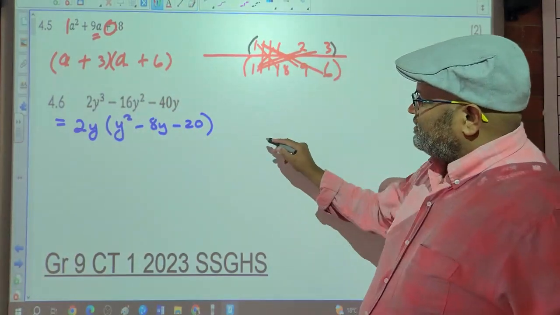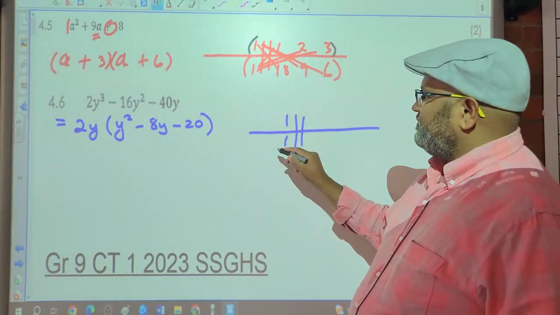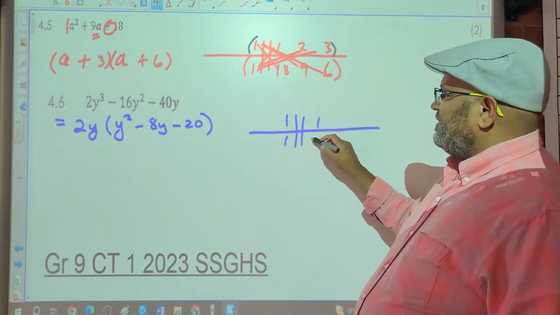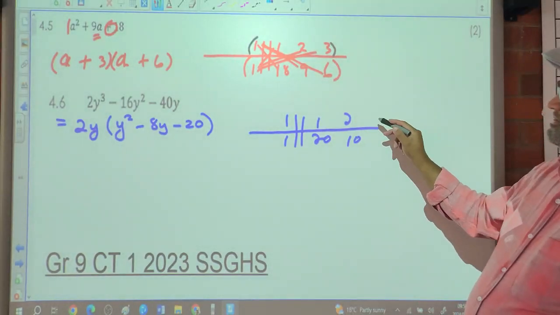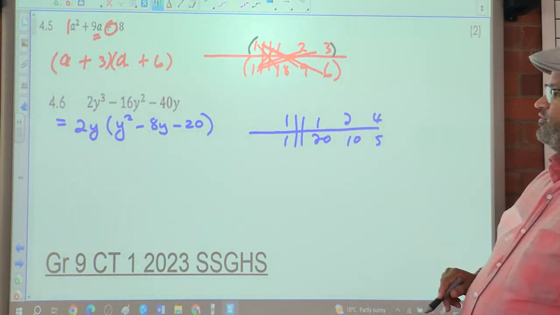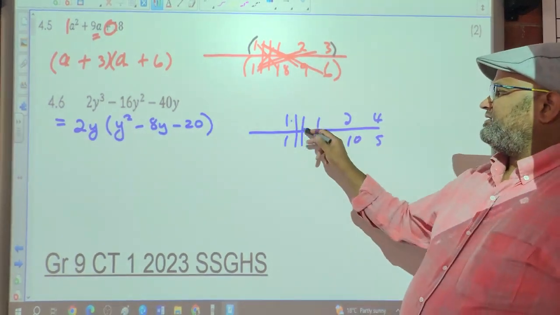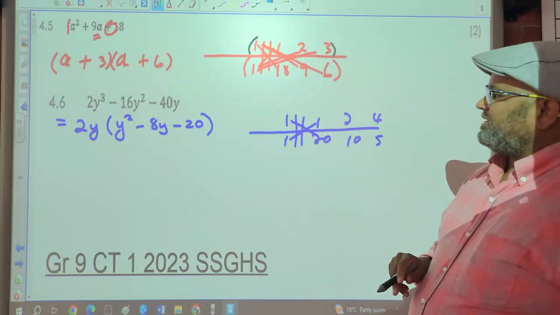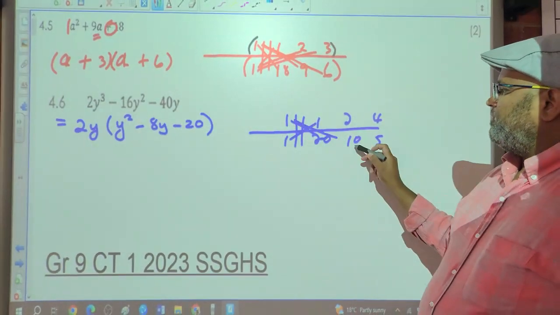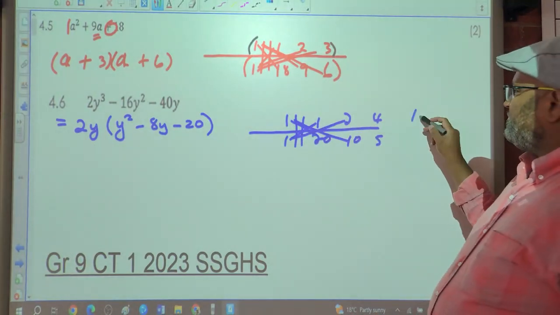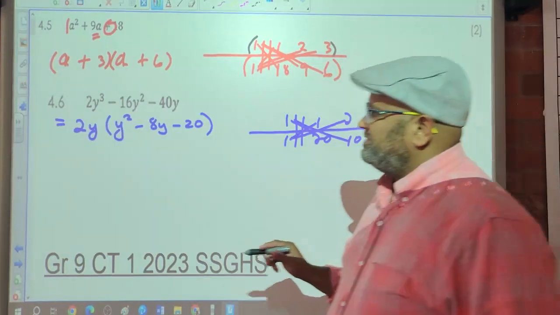Okay? So on the line goes the coefficient of y squared, which is 1 and 1. The coefficient of the constant is 1 and 20. 2 times what is 20? 10. And 4 and 5. You add and subtract the products. Of course that is minus, you're going to subtract it. 1 times 20 is 20. 1 times 1 is 1. Subtract it, you get 19. We're looking for 8. 1 times 10 is 10. 1 times 2 is 2. Subtract, you get 8. Okay.